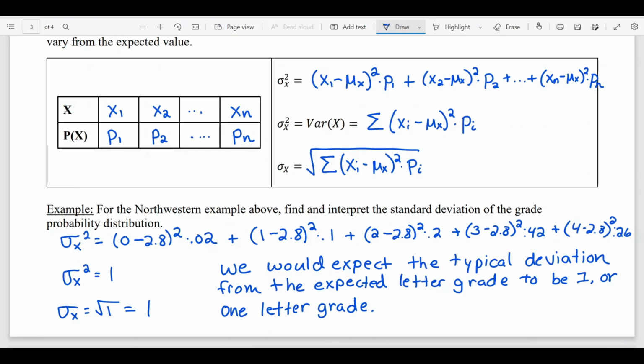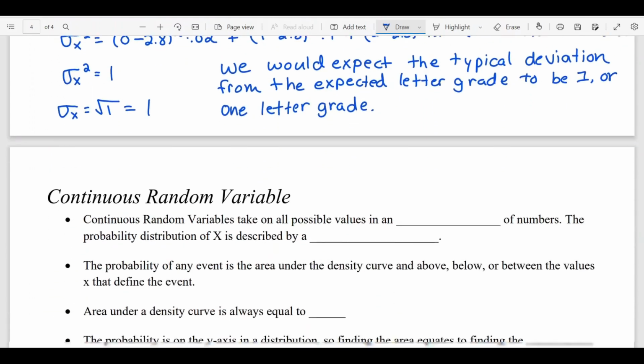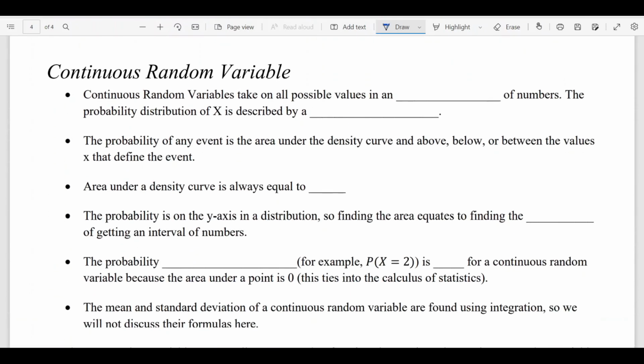That's discrete random variables. Let's have a short conversation about the continuous random variable. We're not going to use a lot of continuous random variables in this unit. We're going to introduce them, and we'll use them more in Unit 5. But a continuous random variable is just like continuous variables in general. They take on all possible values in an interval of numbers. The probability distribution is described by a density curve.